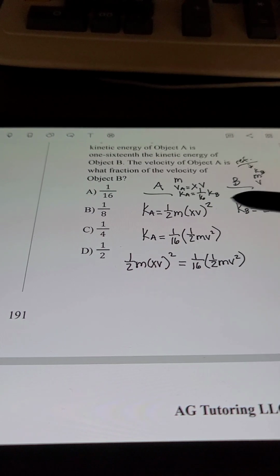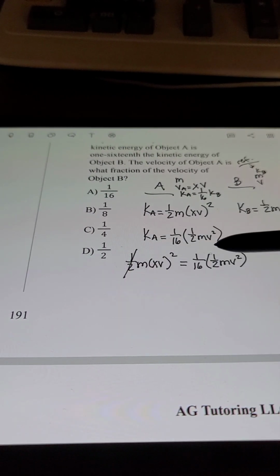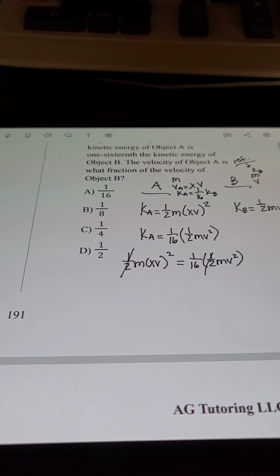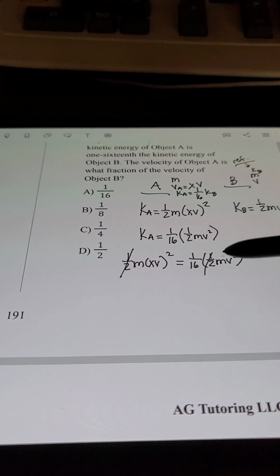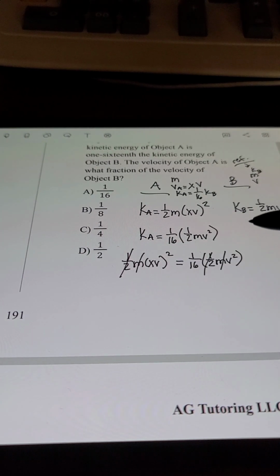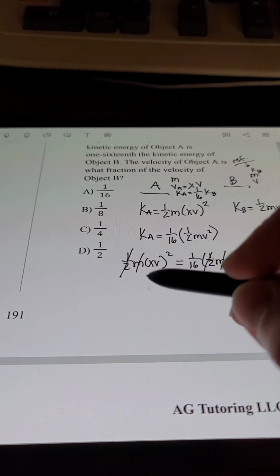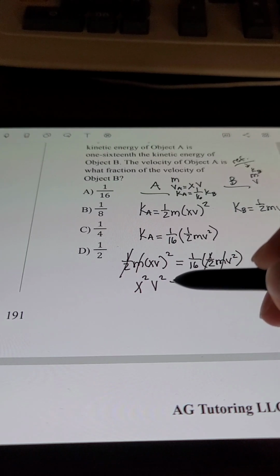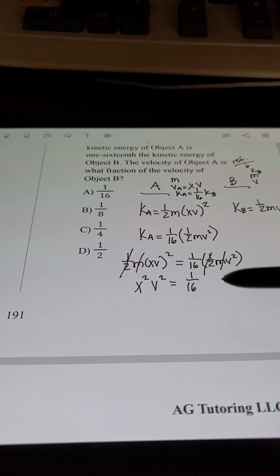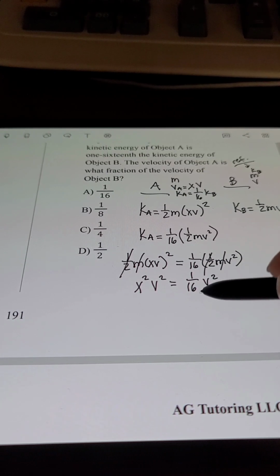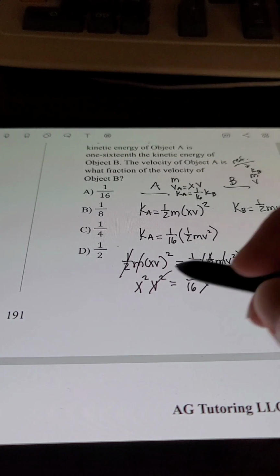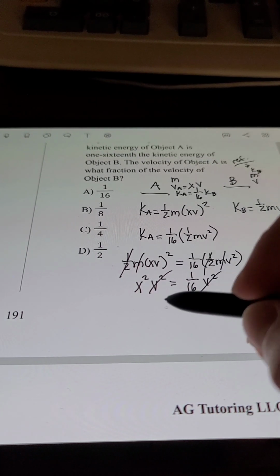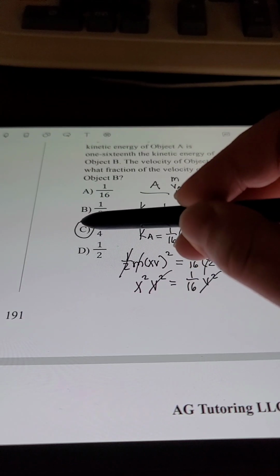And I'm going to say, okay, what can I cancel out to make my life easier? So 1/2 and 1/2 can cancel out. You're free to multiply stuff and then simplify later if you want. I'm just trying to make my life easy. I see an m on this side, so I can cancel out an m on this side. And then I'm going to do what xv squared is. So xv squared means xv times xv, which would end up being x squared v squared. So now I have that that's equal to 1/16 times v squared. So now I can cross out these v squareds right there. So now I just have x squared is equal to 1/16. Well, what fraction squared gives me 1/16? That would just be 1/4. So the answer is C.